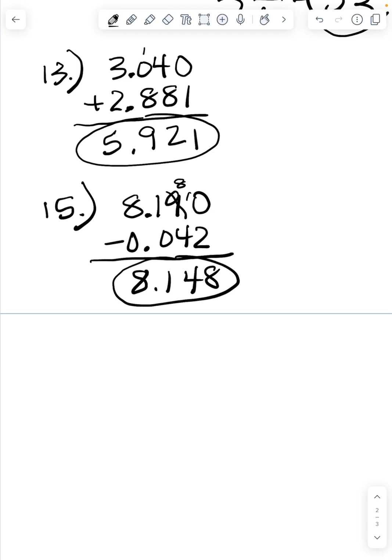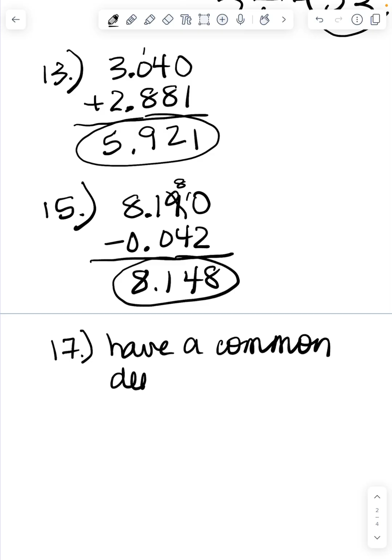Okay, number 17. How is adding fractions different from adding integers? So basically, all you need to do is make sure that they have common denominators, because in integers we don't. They're positive and negative whole numbers, so there's no fractions involved. You just need to make sure that you have a common denominator. That would be your difference. Have a common denominator.